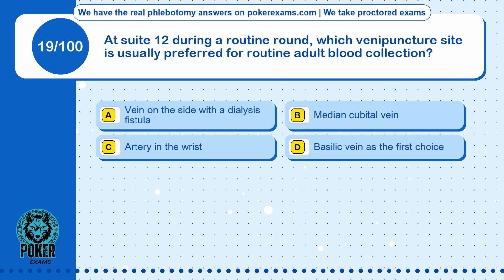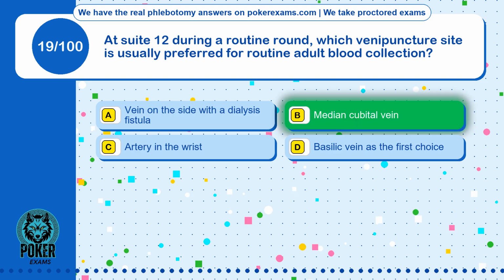Question 19. At Suite 12 during a routine round, which venipuncture site is usually preferred for routine adult blood collection? Option A, vein on the side with a dialysis fistula. Option B, median cubital vein. Option C, artery in the wrist. Option D, basilic vein as the first choice.